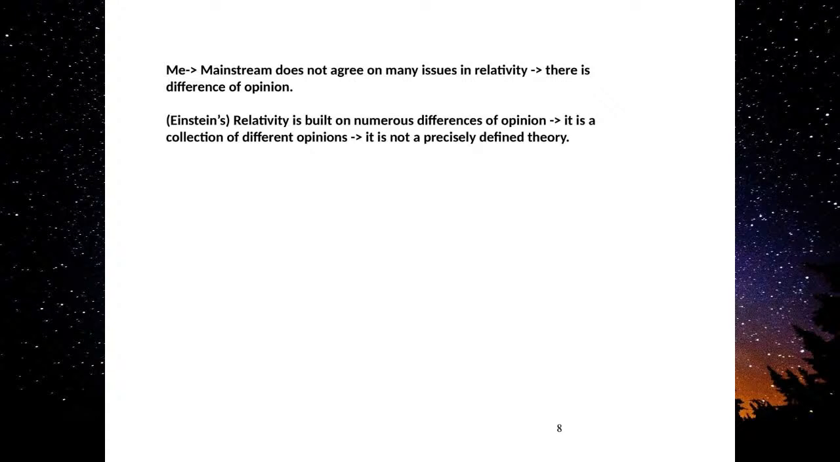Mainstream does not agree on many issues in relativity. There is a difference of opinion. And Einstein's relativity is built on numerous differences of opinion. It's a collection of different opinions. It's not a precisely defined theory. And that's what I say, and people argue otherwise. Some people say, yeah, it is a properly defined theory. And I say, but they're only believing their particular version of relativity. They might believe that relativity is a relativity theory, as opposed to the people that believe it is not a relativity theory. So they don't really recognize that what they're believing is different to what other people are believing.